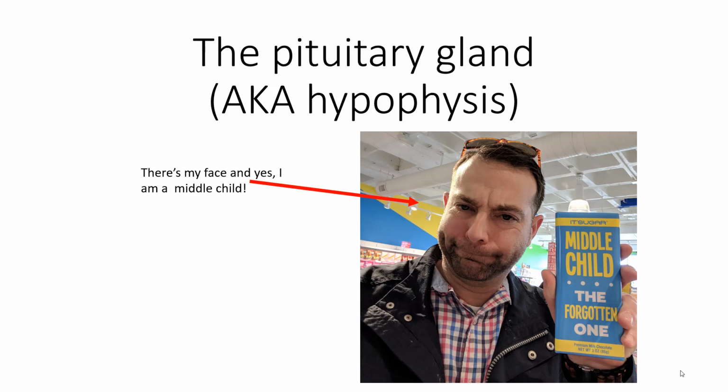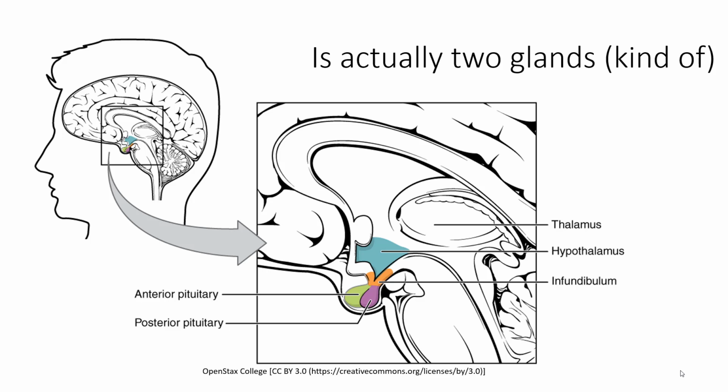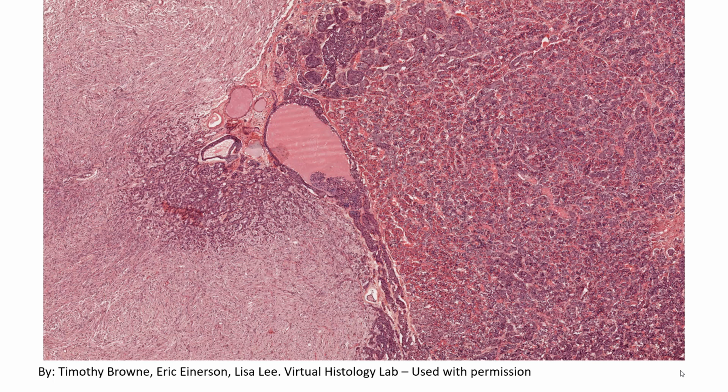This time we're going to be learning about the pituitary gland, also known as the hypophysis. Now, your pituitary gland, interestingly enough, is not a single homogeneous gland. It's actually more like two glands. The anterior pituitary is largely made of epithelial tissue, and it develops from the primitive roof of the mouth, whereas the posterior pituitary is nervous tissue, and it develops from the primitive base of the brain, what will become the diencephalon of the brain.